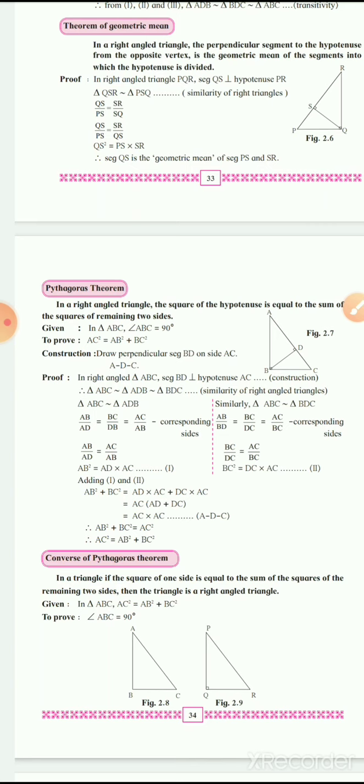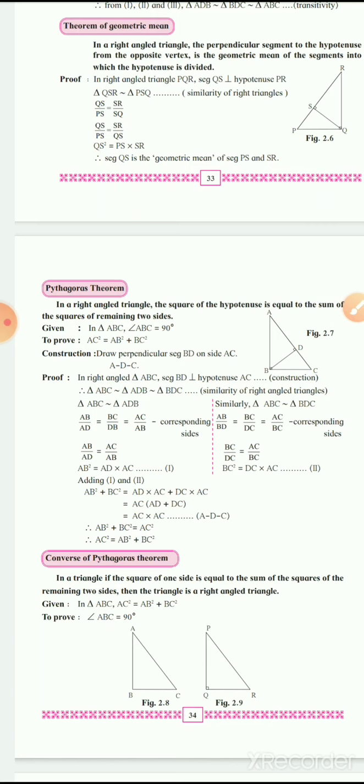So here where is AB, these two pairs are important, means AB upon AD and AC upon AB. So AB upon AD is equal to AC upon AB. So by cross multiplication AB into AB, that is AB square, is equal to AD into AC. Here number 1.